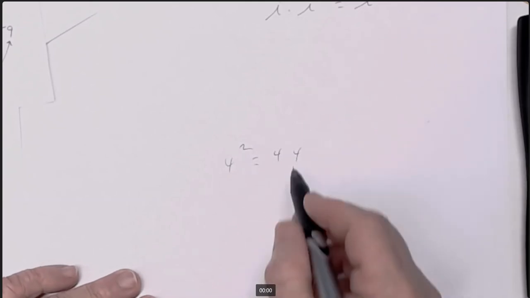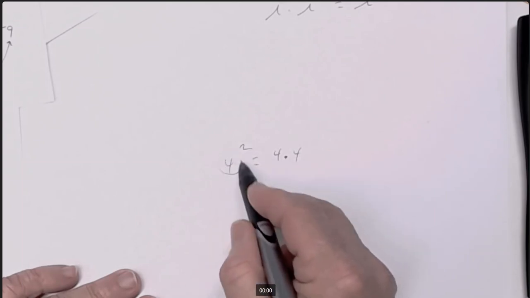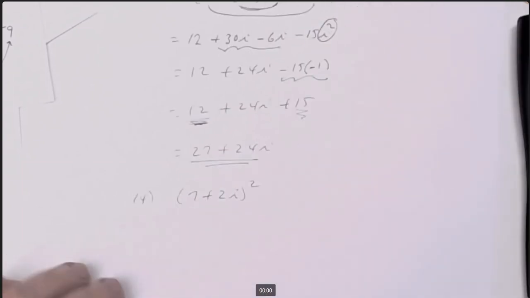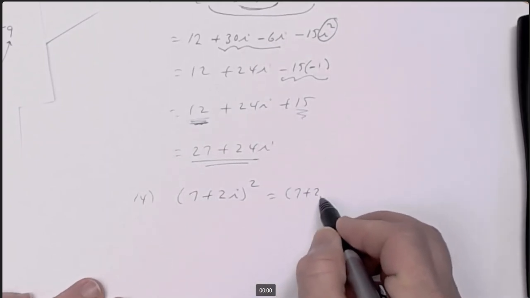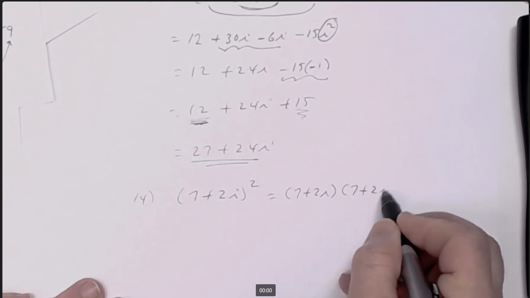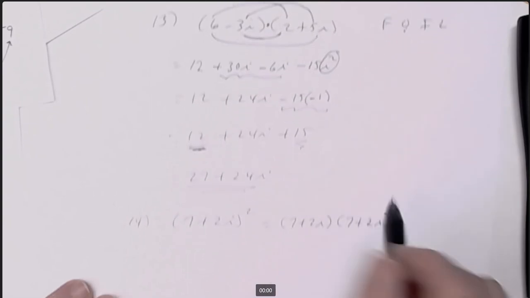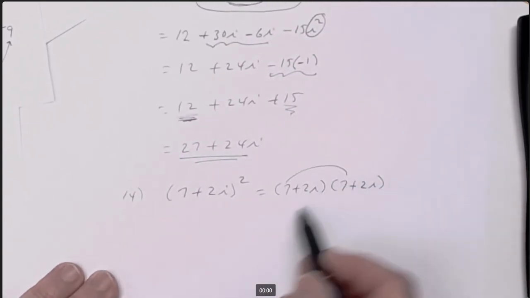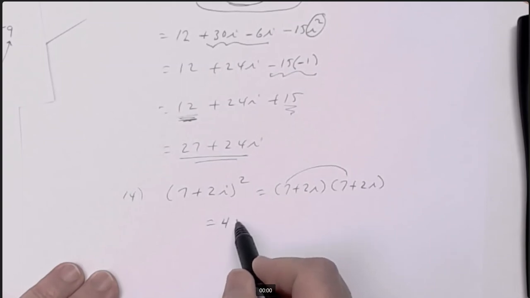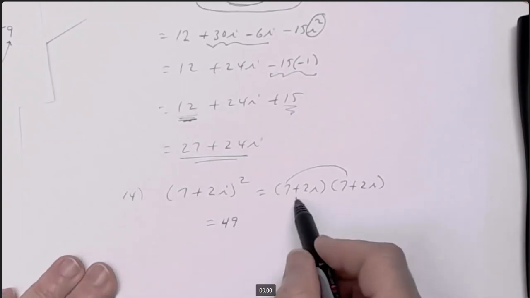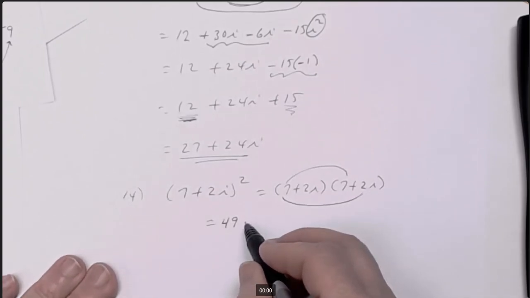So here my exponent is 2. That means I take 7 plus 2i and I multiply it by itself. And then you just do it the same way you did this. First, outer, inner, last. First, 7 times 7? 49, right? The outer, what's 7 times 2i? 14i. Inner, what's 2i times 7? 14i again.